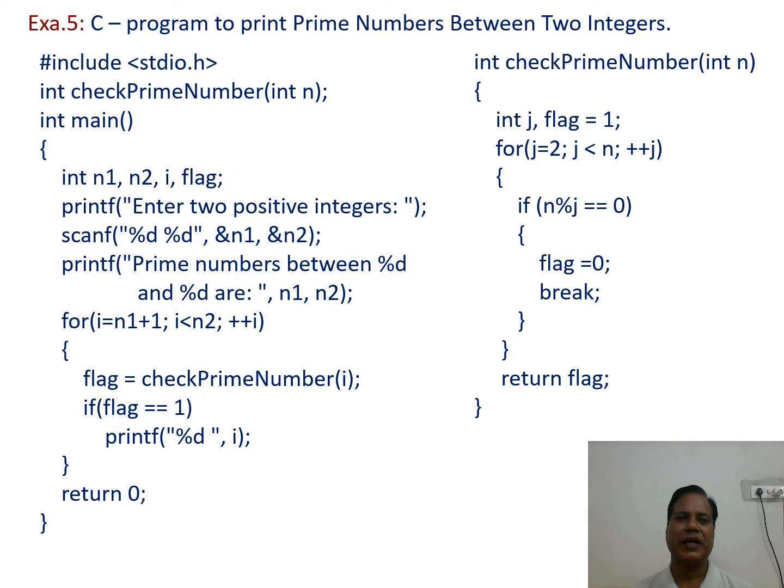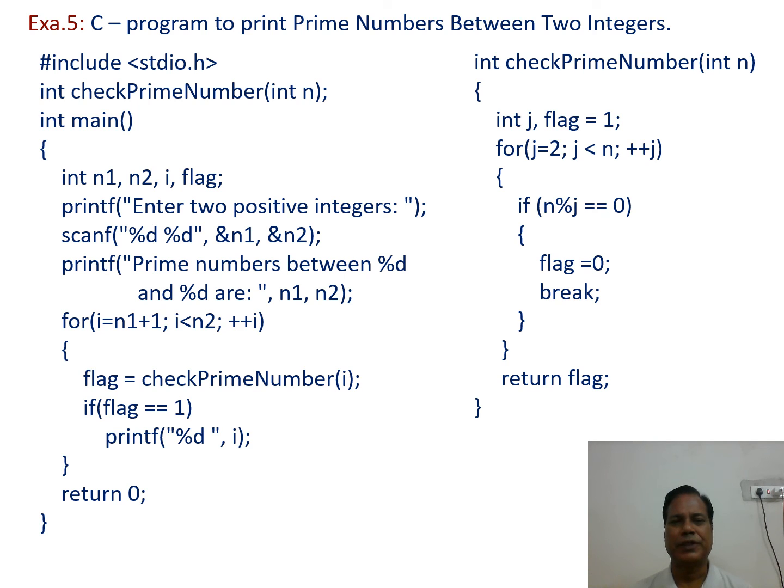So let us discuss this program again. In this C program, two functions are written. One function is written to check whether an entered number is a prime number or not: check prime number, int n. This is the argument, and when this function is called, it receives the value using the variable n, the argument n, and after completing its job, it returns a value of integer type.